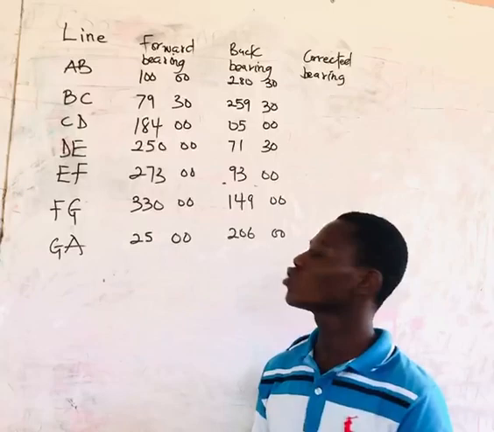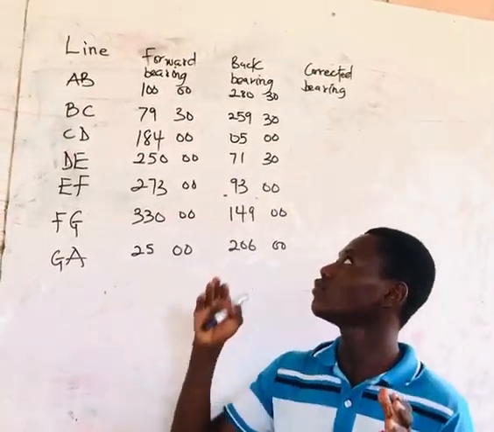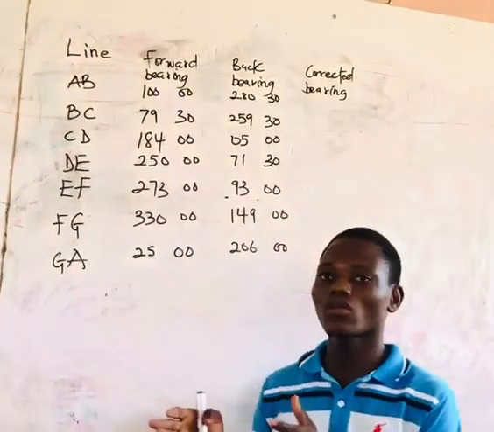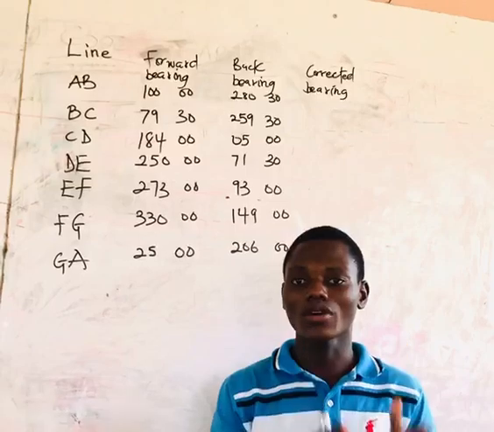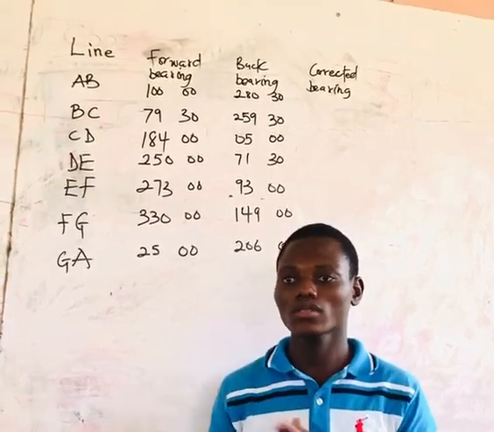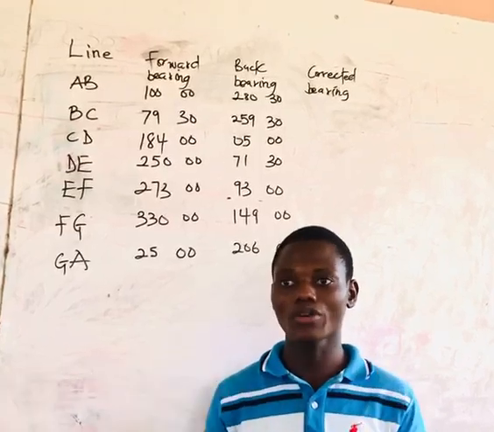Okay, so let's start. A surveyor has gone to the field and taken forward bearings as well as backward bearings, because we know that whenever you want to make sure that your forward bearings are correct, you have to take backward bearings so that you will find the forward bearings from them and make sure your work is accurate.